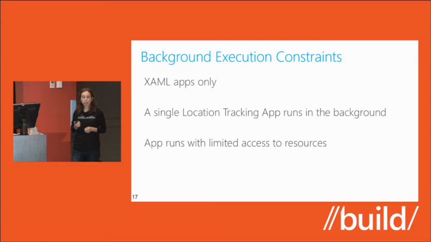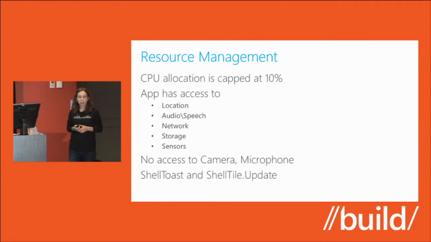And then applications running in the background have limited access to resources. So let's see what that means. The CPU allocation is capped at 10%, which is high enough for the application to go by, but low enough so that it doesn't impact the foreground experience. The app has access to a bunch of resources, but it doesn't have access to camera or microphone. And that is because of privacy concerns, and that is also consistent with our multitasking model for other features.